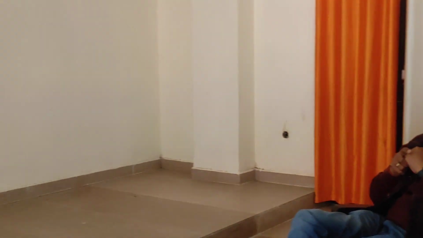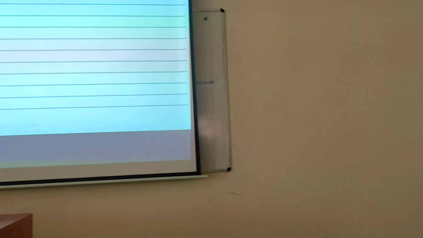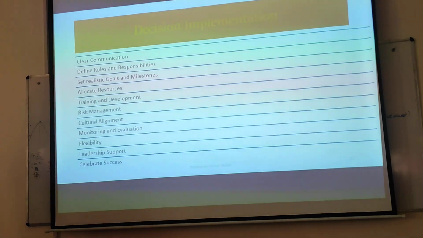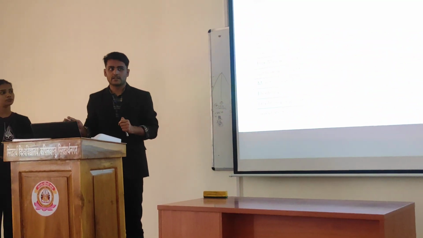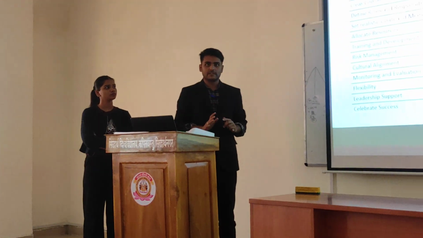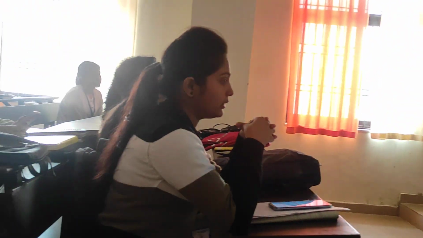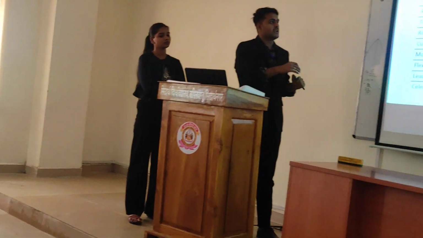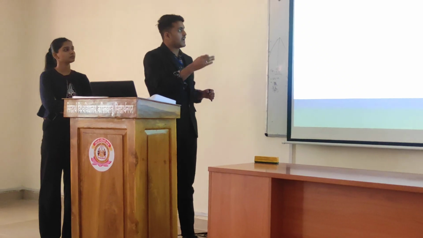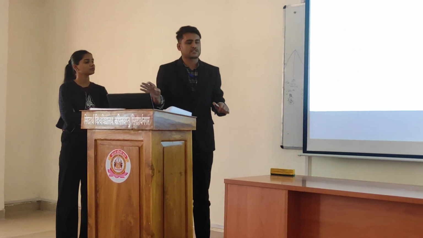Then decision implementation. We have taken the decisions and communicated with each other, so how will we implement this? First of all, clear communication is very important in decision implementation. Whatever decision has been taken should be communicated to every person related to the organization. Then define roles and responsibilities. A decision cannot be implemented by a single person, so the roles and responsibilities should be given to every person.